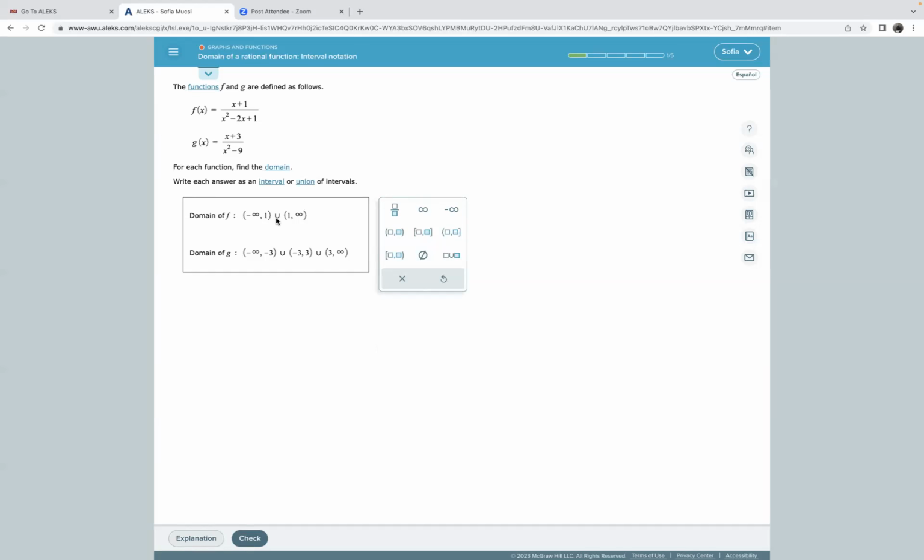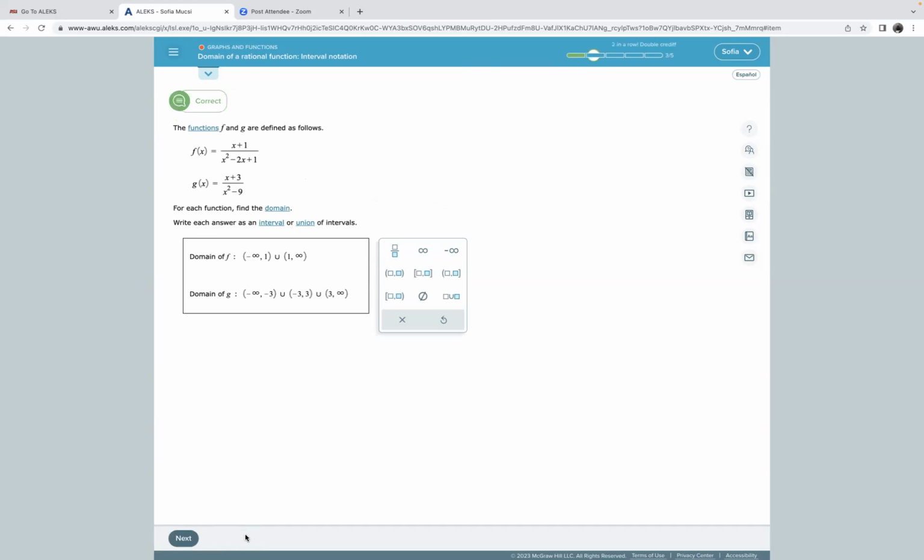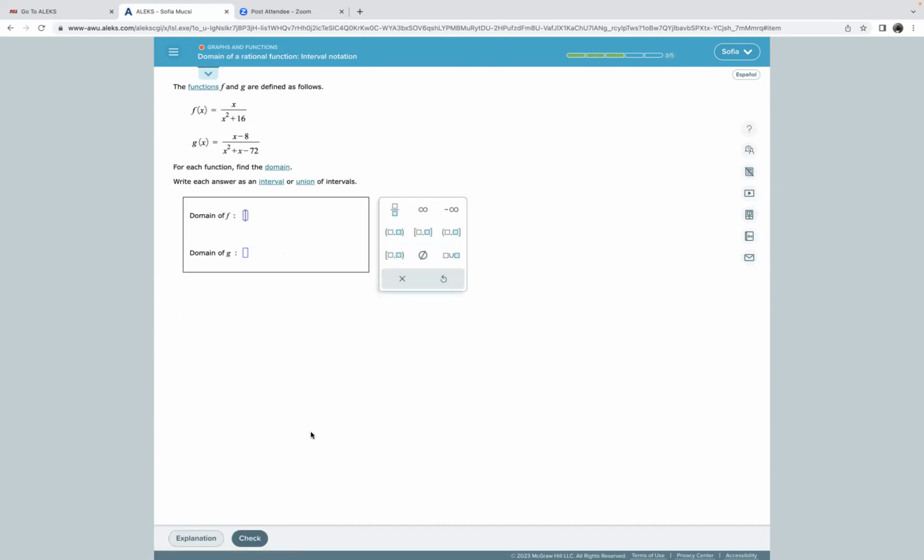That's the final answer because you only have the negative and positive. Okay, gotcha. So let's talk about the top one, because it's an exception.